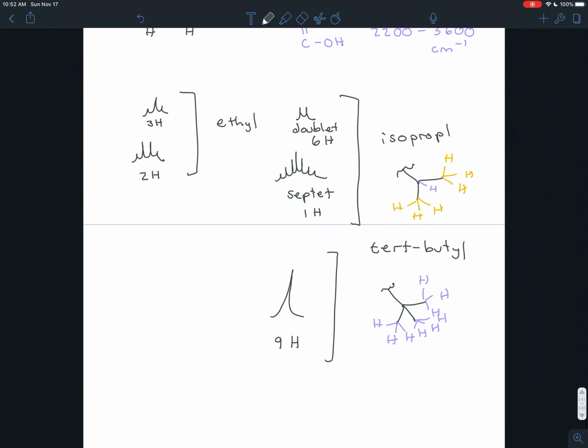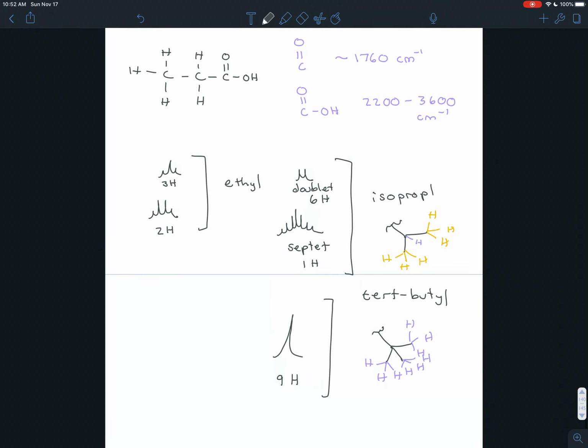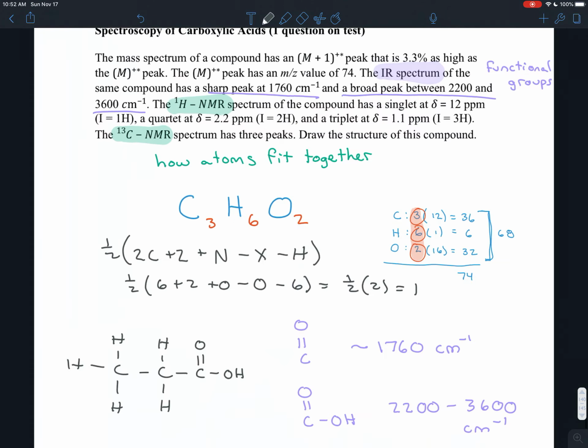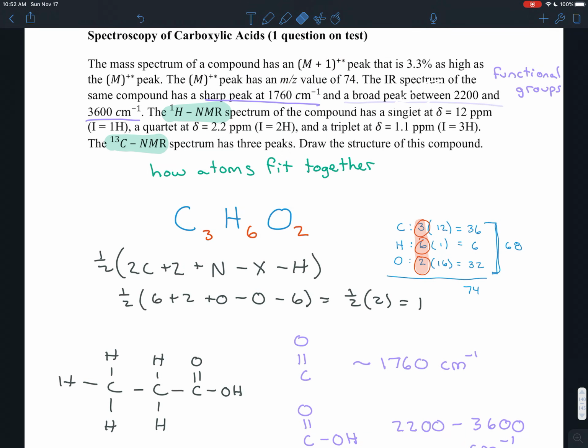So those 3 patterns you should be very familiar with. You should know them by heart. Those are completely fair game on a test. So here you would see the H1 NMR spectrum. Here I'll erase the IR spectroscopy so it doesn't distract us.